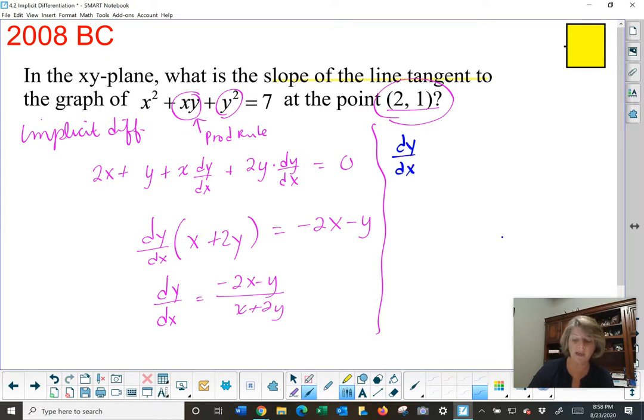How do I show I'm going to evaluate it? Oh, there's notation for that. Of course there is, right? So I'm going to evaluate it at 2, 1. And I'm going to substitute in my values.